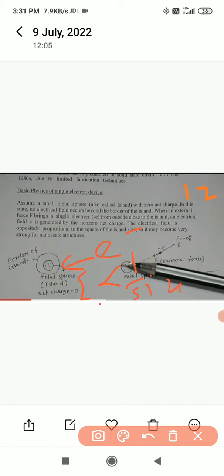Here assume a small metal sphere, also called an island, with zero net charge. In this state, no electric field occurs beyond the boundary of the island. When an external force F brings a single electron from outside close to the island, an electric field E is generated by the non-zero net charge. The electric field is inversely proportional to the square of the island size, so it may become very strong for nanoscale structures. This is the basic principle.